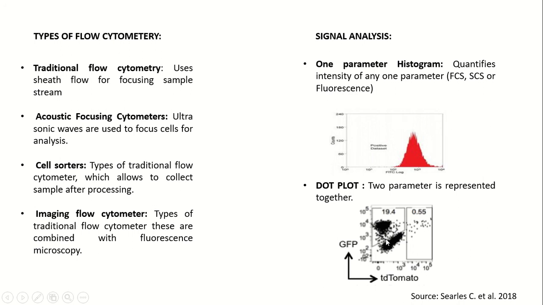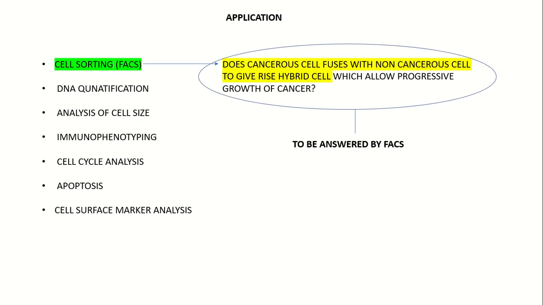Okay, so after the basic principle, instrumentation, types, and how to interpret the data, I present the different applications in short. Explaining all these applications will not be possible, so I will explain this particular cell sorting part. I have selected it because in this example, this is the question that was answered, as I said earlier, in a paper from 2018.